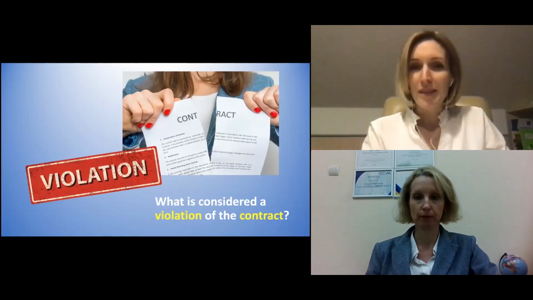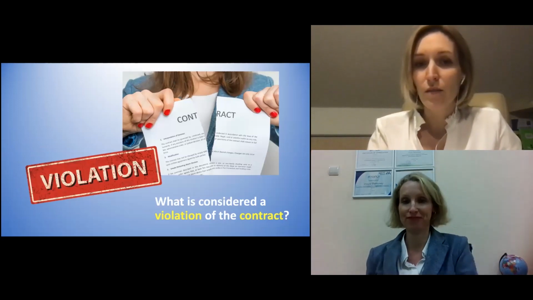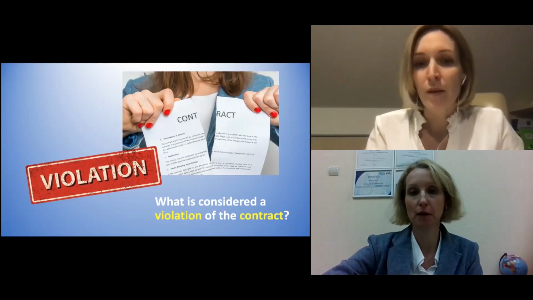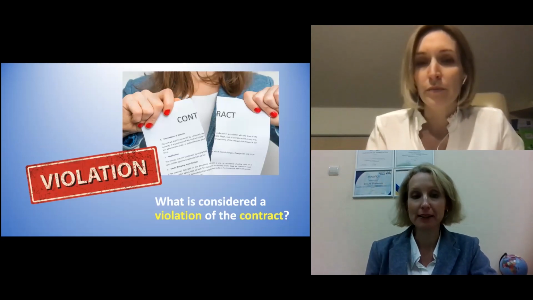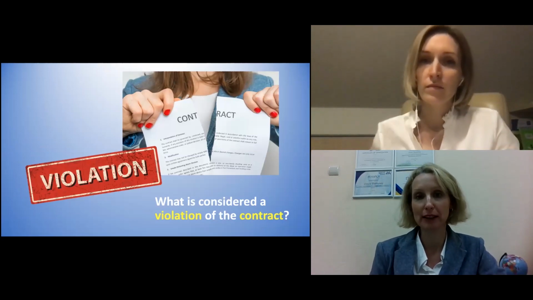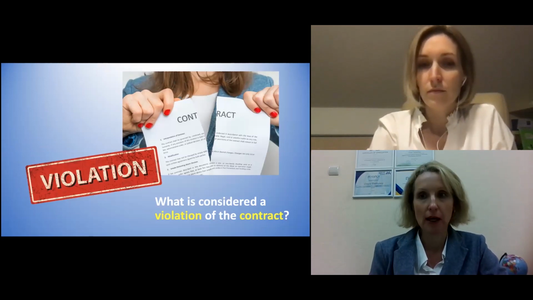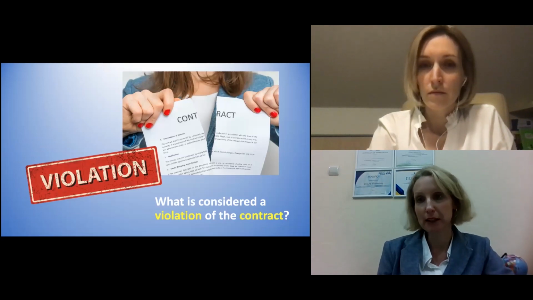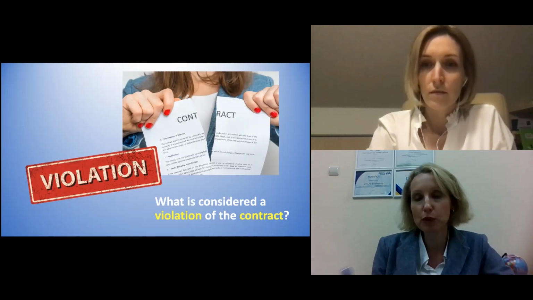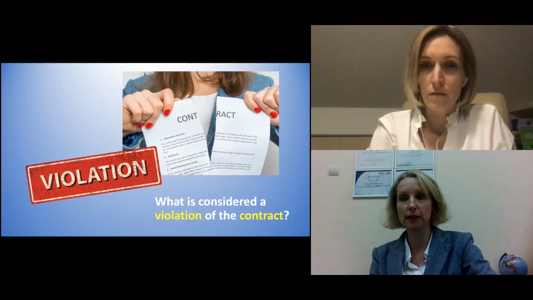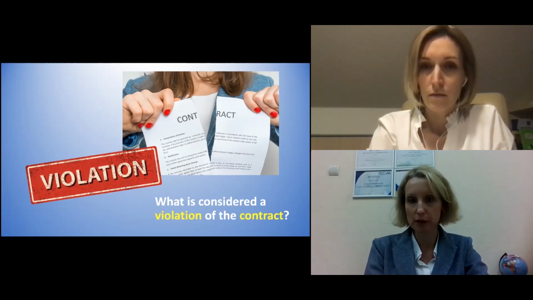And of course, the question regarding violation of the contract. So what can we consider to be a violation of the contract? Speaking legally, violation of the contract is a non-performance of some obligations or improper performance. That is why, as I pointed out, it is important to stipulate all obligations in a clear way. Then it will be easier to prove violation of the contract. If something is written as an obligation and the surrogate mother or intended parents do not comply with it, it is a violation.